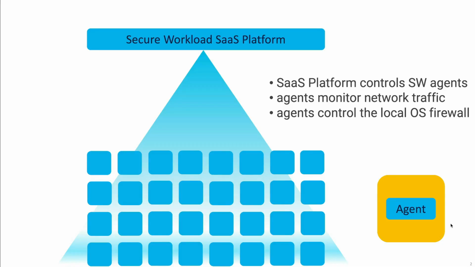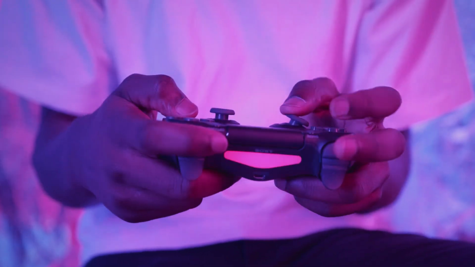The setup of Secure Workload is actually very simple. You have one central Secure Workload SaaS platform, which is a software as a service solution. And then next to that, you have software agents that are deployed on each workload. A workload here is a Windows machine or a Linux machine. These agents, once they are installed, can monitor the network traffic on the machines, and the agents control the local operating system firewalls, like a remote controller.